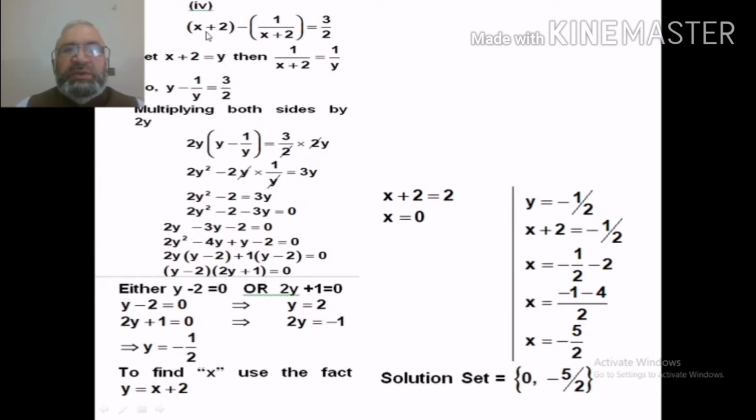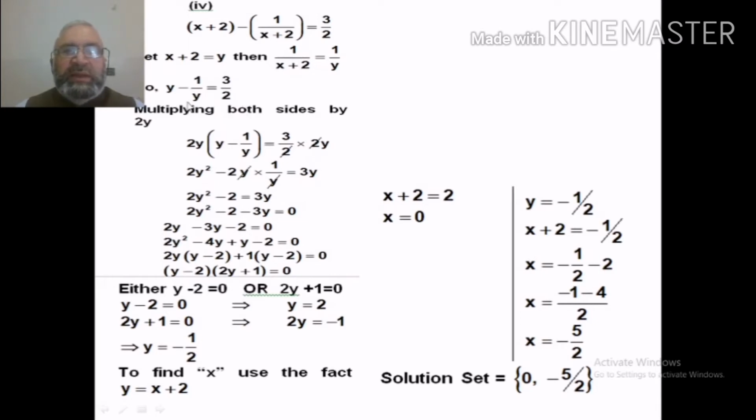So we substitute the first term, x plus 2 is equal to y, another variable. Let x plus 2 is equal to y. Then 1 over x plus 2 means 1 over y. That is the reciprocal of y. So by substituting these two values in the original equation, we get y minus 1 over y is equal to 3 by 2.